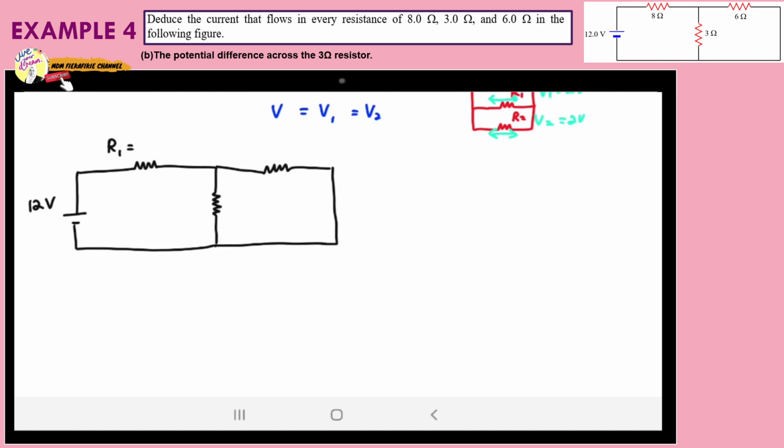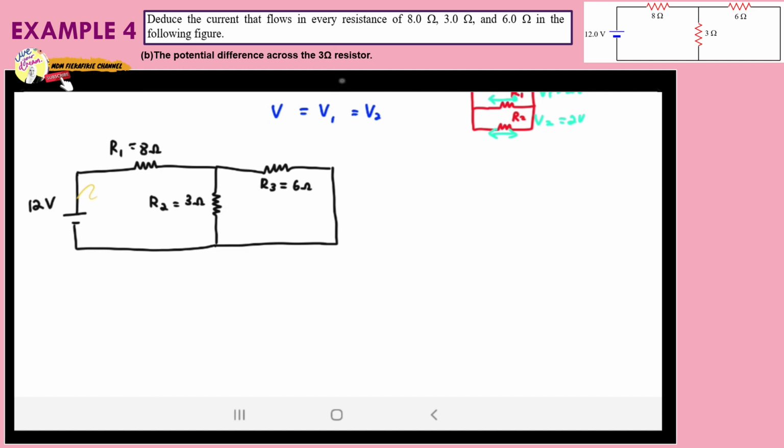So I like to put numbering on the resistors. Bila saya dapat soalan, saya suka letak numbering dekat resistor tersebut. So here we have R1, which is 8 ohm. And here we have R2, which is 3 ohm. And here we have R3, which is 6 ohm.